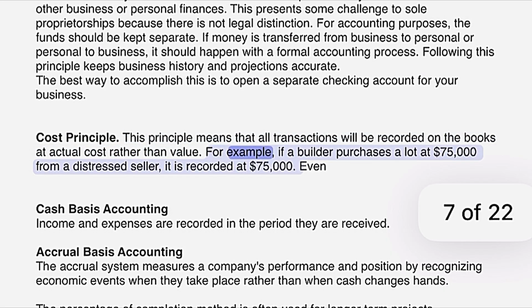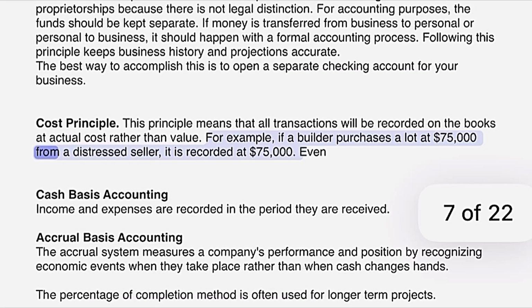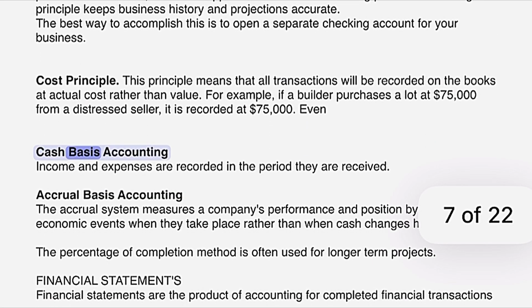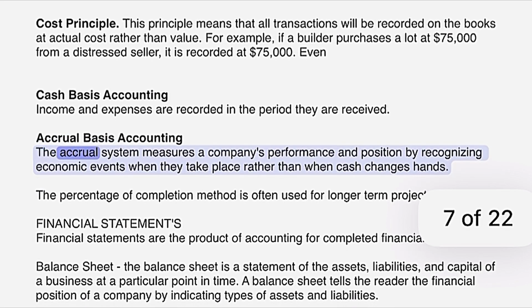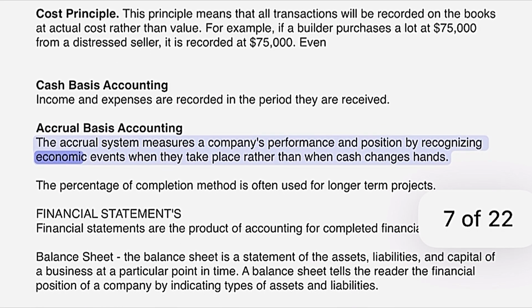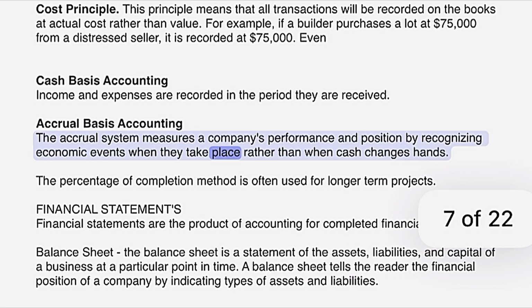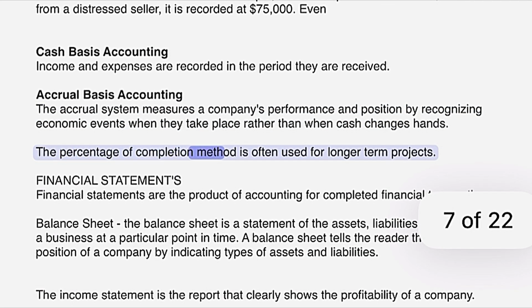For example, if a builder purchases a lot at $75,000 from a distressed seller, it is recorded at $75,000. Cash basis accounting: income and expenses are recorded in the period they are received. Accrual basis accounting: the accrual system measures a company's performance and position by recognizing economic events when they take place, rather than when cash changes hands. The percentage of completion method is often used for longer-term projects.